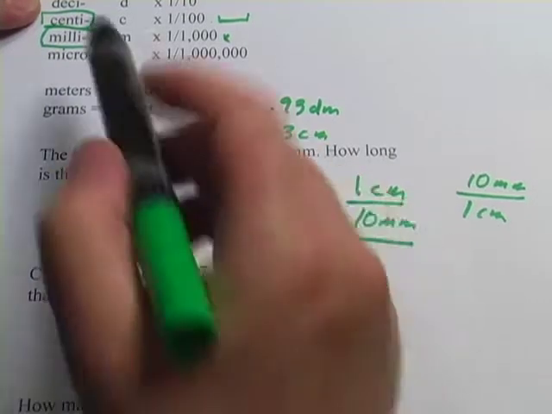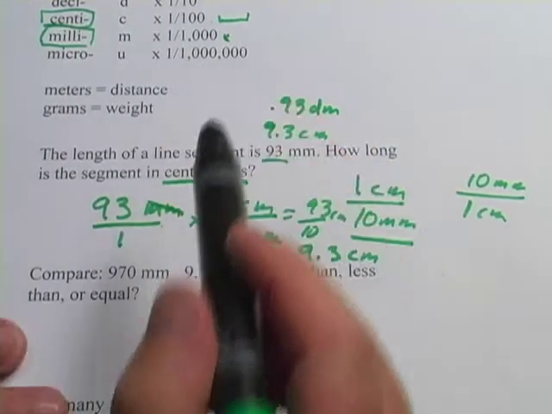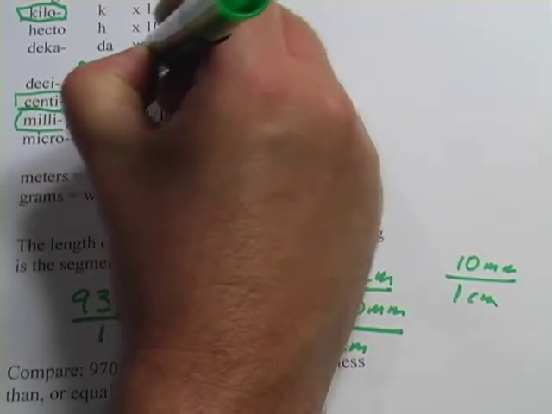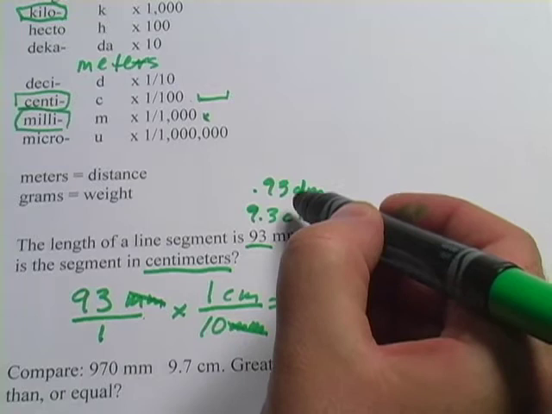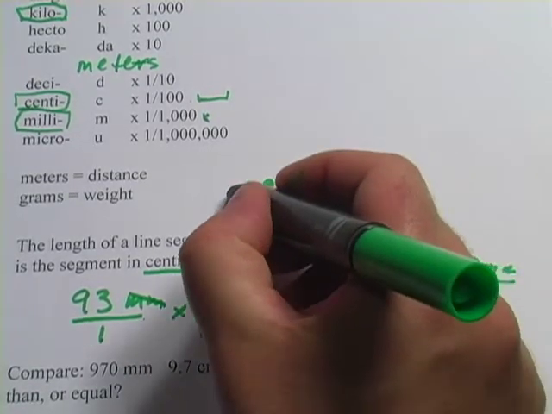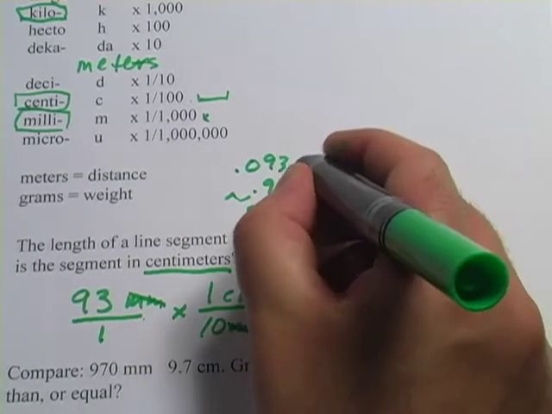If we go one more step up, what's missing here in the middle is the plain old unit. Let me pull this down a little bit. The plain old unit, so meters, for example, would be in here. If I want to know how many meters are in here, I would put another decimal point. In this case, I'd have to move it over one more, so I'd have to put a 0 in there, and it would be 0.093 meters.